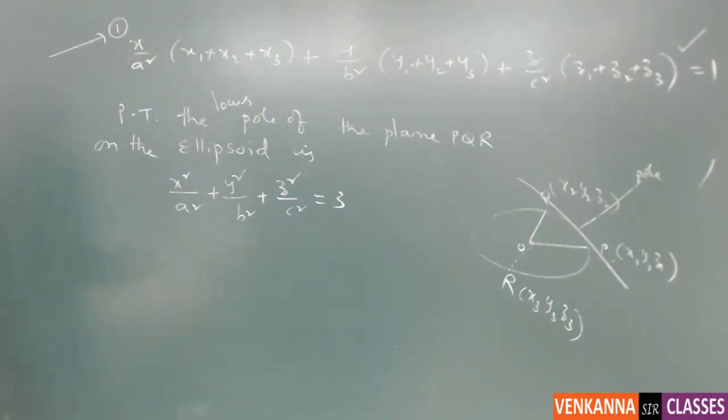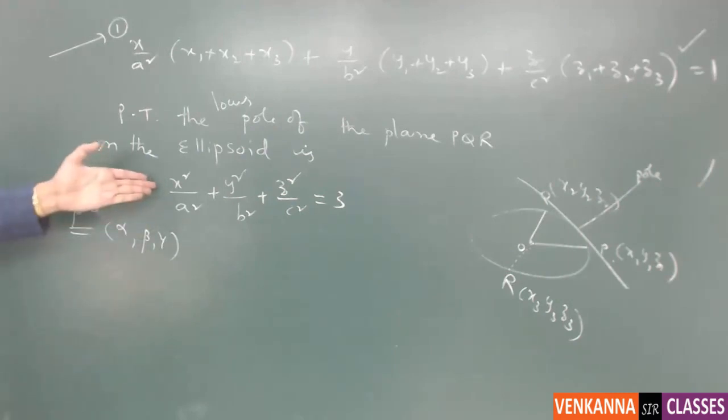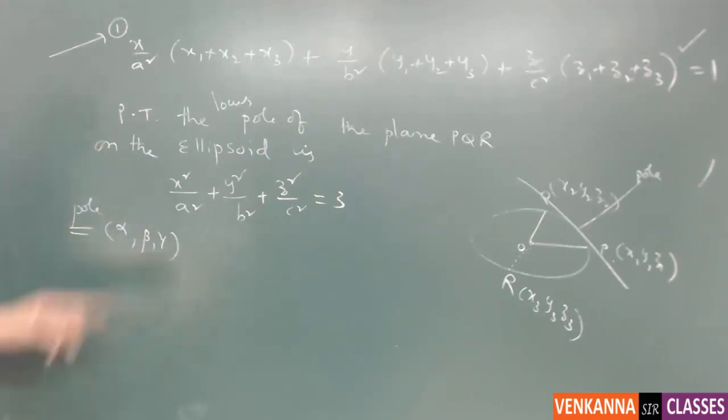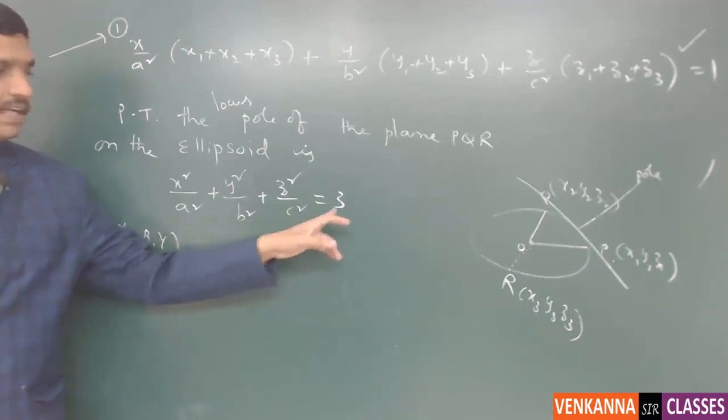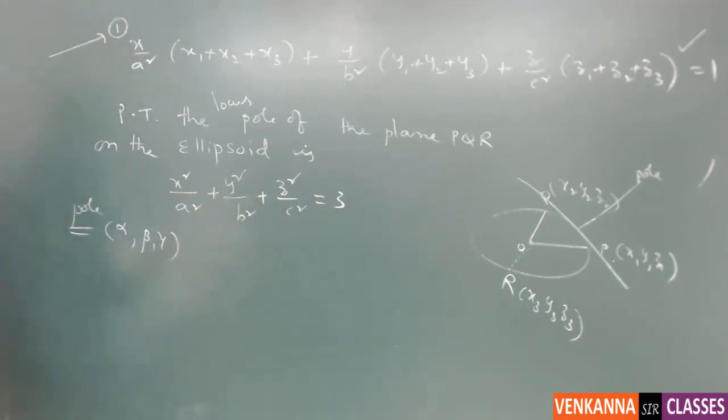Now, let us take the pole to be alpha, beta, gamma. This is the pole. So as per the problem data, we have to show that the locus satisfied by this pole is nothing but this equation. So we have to show that alpha, beta, gamma satisfies this equation. What we need to achieve is: alpha square by a square plus beta square by b square plus gamma square by c square equal to 3. That we have to bring. Are you getting the content? Say yes or no.